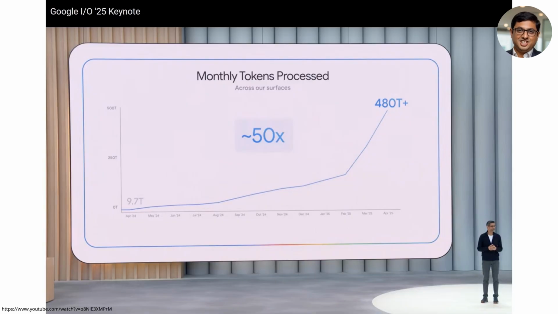This is the chart showing the usage growth of AI by Google. It shows the monthly tokens processed by Google's AI. Google processed 9.7 trillion tokens in April 2024 and 480 trillion tokens in April 2025. This exponential growth of 50 times shows a significant jump in AI adoption.